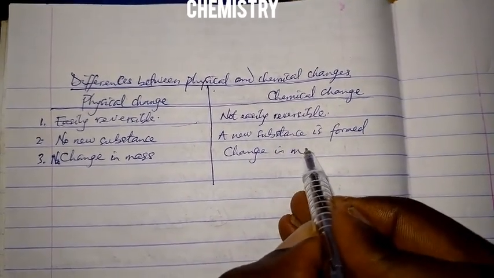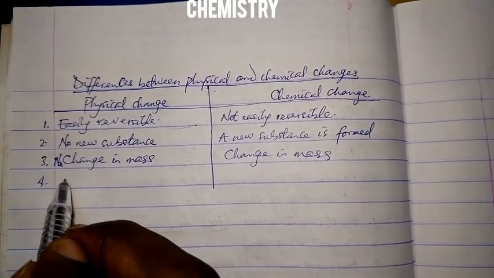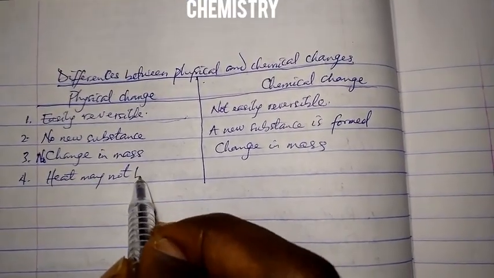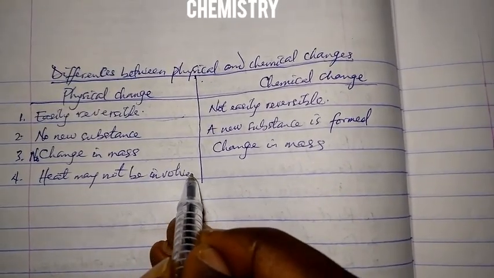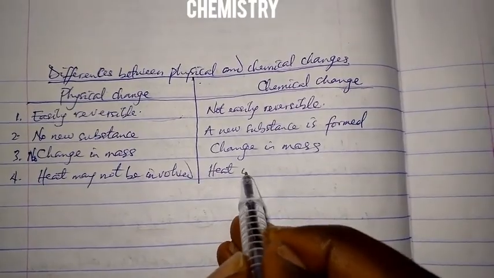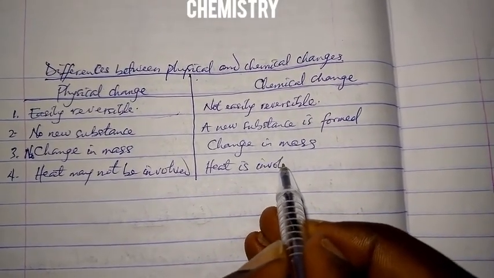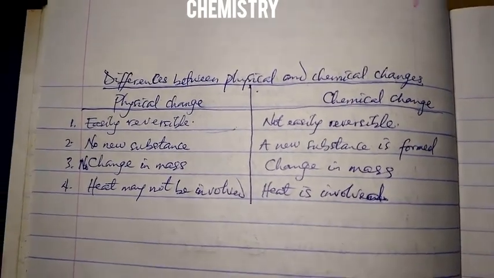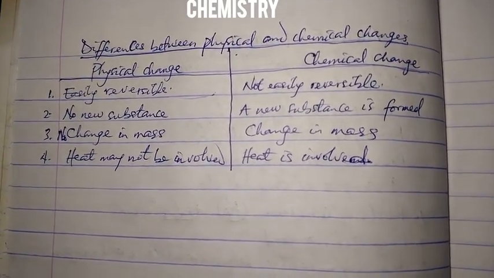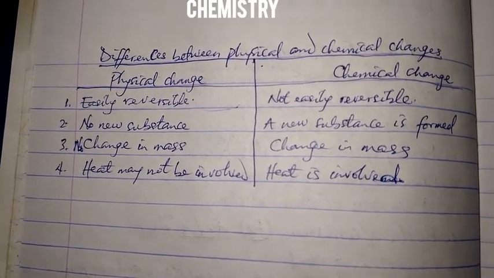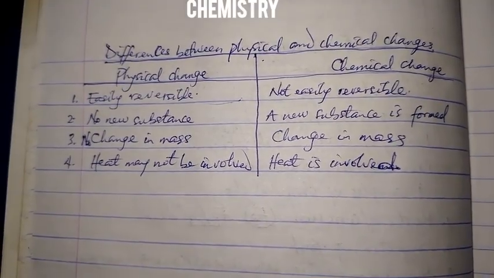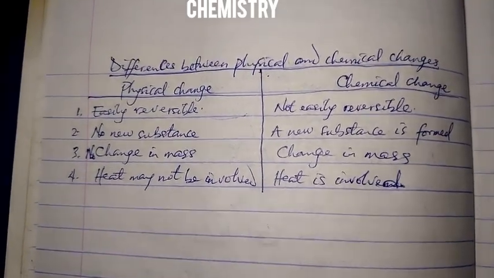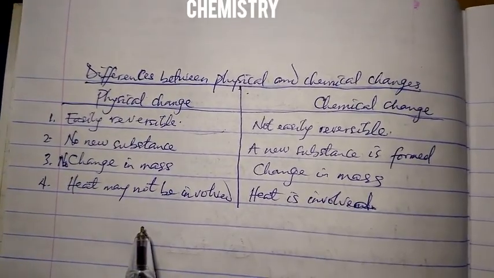Then heat may not be involved. But here you always have involvement of heat or liberation of heat. Heat is involved. Okay, so see these as simple differences between a physical and chemical change. They are very important. Please take note. So a physical change can be reversed easily by a physical means, right? You don't need to add any chemical, unlike the chemical change. All right, so let's move on now.